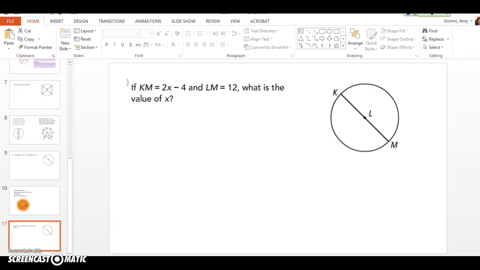All right. This one says if KN equals 2x minus 4, so if I go to the diagram, here's K to N, and that equals 2x minus 4. And it says L to M equals 12. So here's L to M equals 12. What is the value of x? What should I do first?